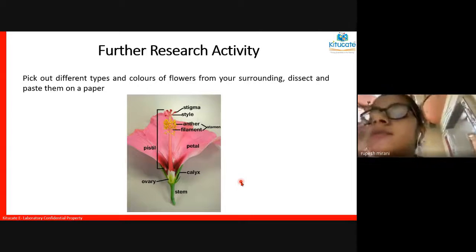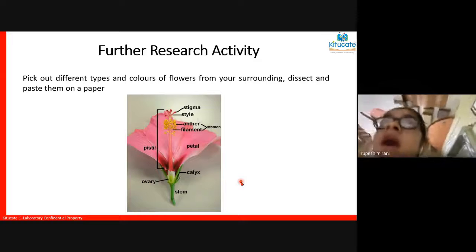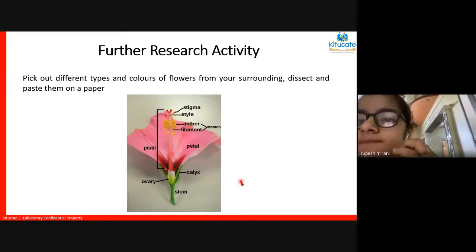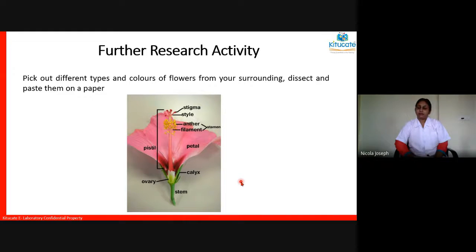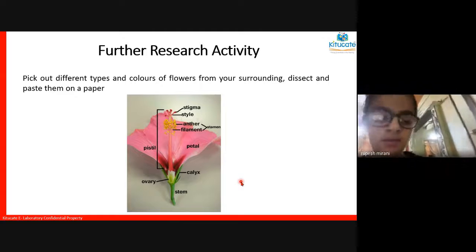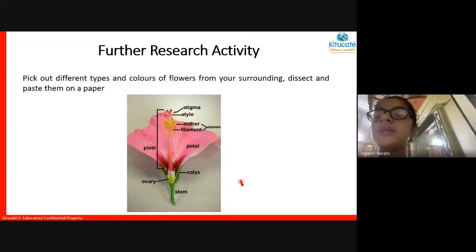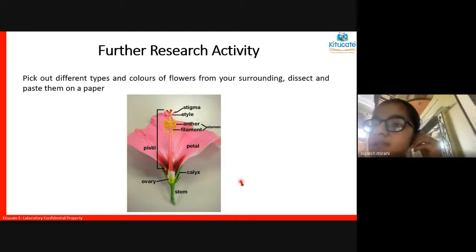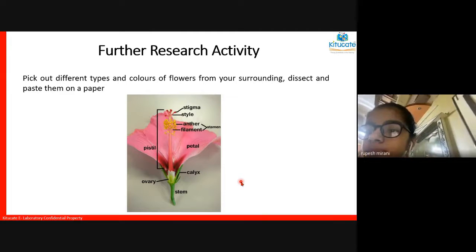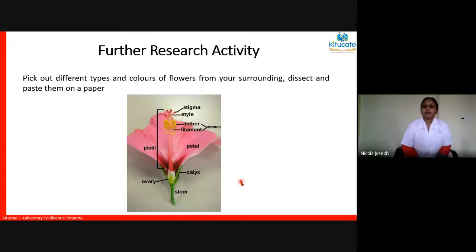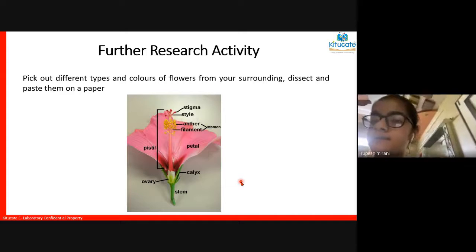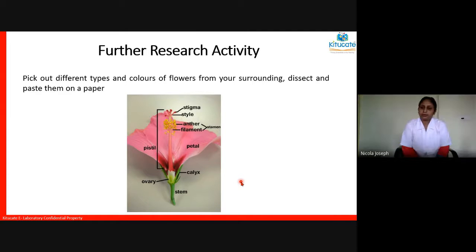Okay. What about Angela? Ma'am, I have 2 types of rose. No problem. You can do it with rose also. And ma'am, in my society there are so many flowers. Okay, so you can collect from there, paste it in your notebook, and label the different parts.